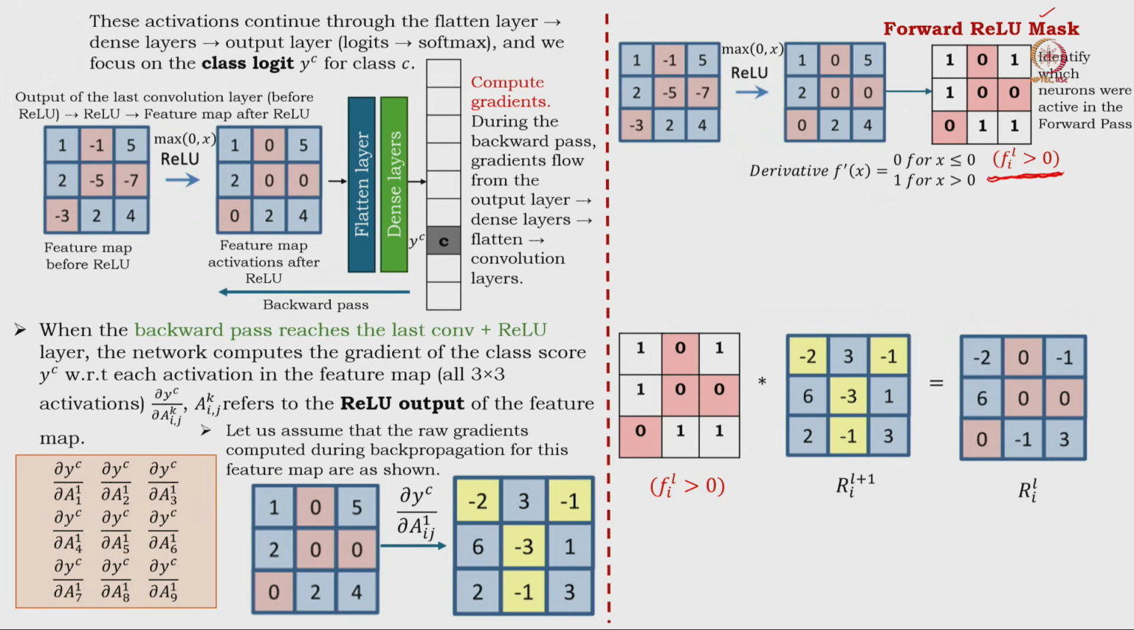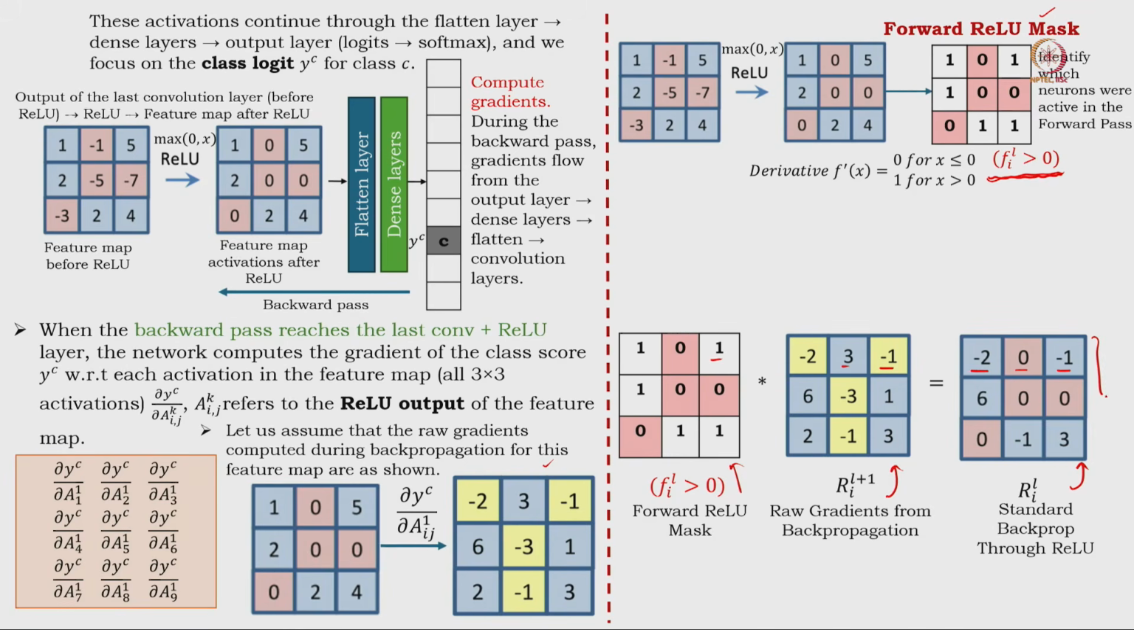Now, whatever forward ReLU mask we have obtained and the gradients we have obtained, we are going to do an element-wise multiplication. So, 1 multiplied with -2 gives -2, 0 multiplied with 3 is 0, 1 multiplied with -1 is -1, and so on. This is the forward ReLU mask, and this is the raw gradients obtained from backpropagation. We have applied the forward ReLU mask on this gradient, and this is called standard backpropagation through ReLU.